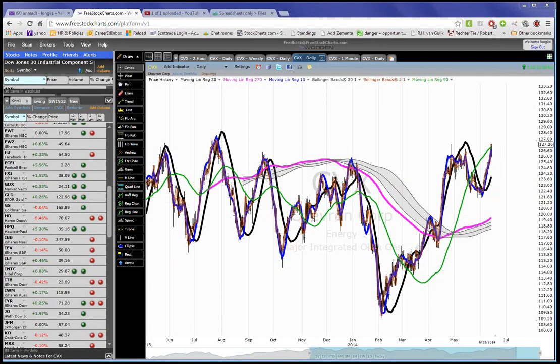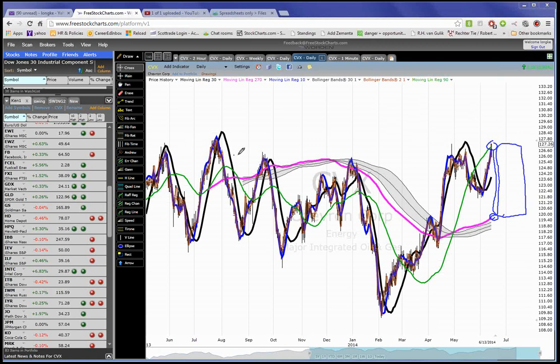Again, you have a very favorable distance away from the RL270. You have the RL10 way up here, and it's well above the RL270, and this gives you something like a 5 or 7 ATR favorable move away from the 270.